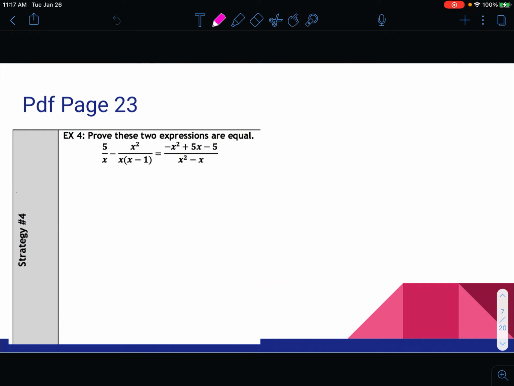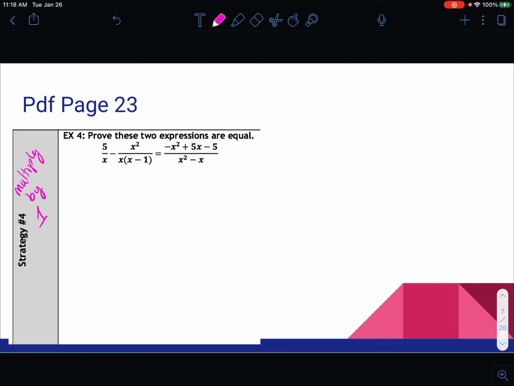Okay, so strategy number 4 is going to be multiply by 1. Which seems kind of silly because we're just multiplying by 1. What is that going to do for us? So let's take a look at this. Prove the two expressions are equal.